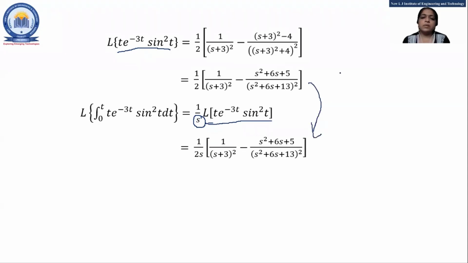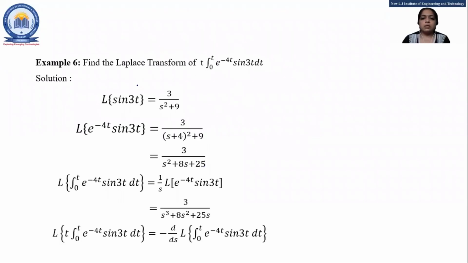Okay, students. So let's move to one more. Find the Laplace transform of t times the integral from 0 to t of e raised to minus 4t sin 3t dt. Here t is out of the integral. So compulsory.